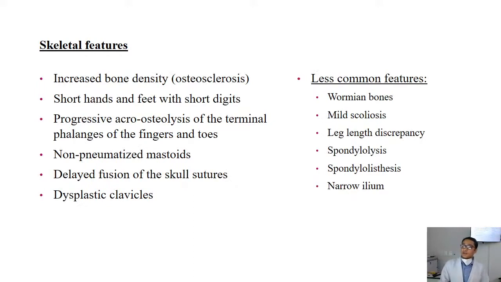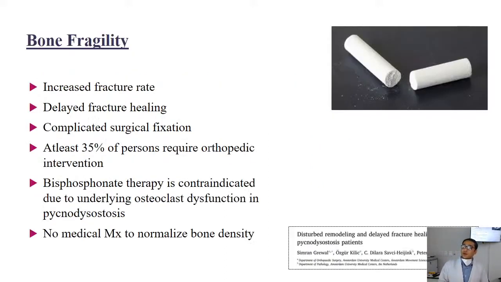Coming to the skeletal features, as we saw, the patients have a diffuse increase in the bone density, short hands and feet, progressive acro-osteolysis, especially of the terminal phalanx, non-pneumatized mastoids, and delayed fusion of sutures. The patients, because of the increased bone density, have increased fragility in the bones, resulting in increased fracture rates and delayed fracture healing. As the patients have osteosclerosis, the surgical fixation is also complicated, and nearly 35% of these patients require an orthopedic intervention in their lifespan.